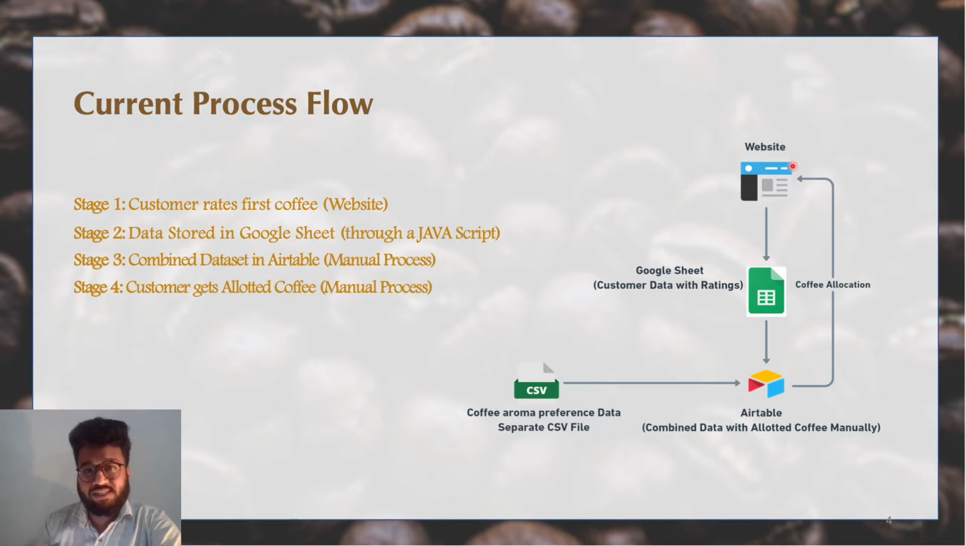Then through JavaScript, they extract the customer data from Shopify as well as the coffee ratings into a Google Sheet. Then the company has a separate local CSV file with their attribute values of coffee aroma. Then in Airtable, they contain the details of coffee along with the customer data, which are stored together in a single file. From there, they allocate coffee to the customer based on their taste preferences and coffee data manually. Now, let's move on to the problem identification.